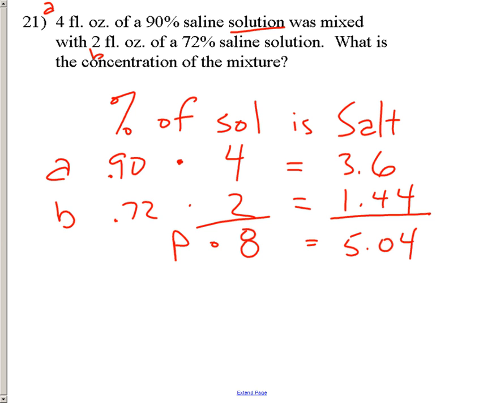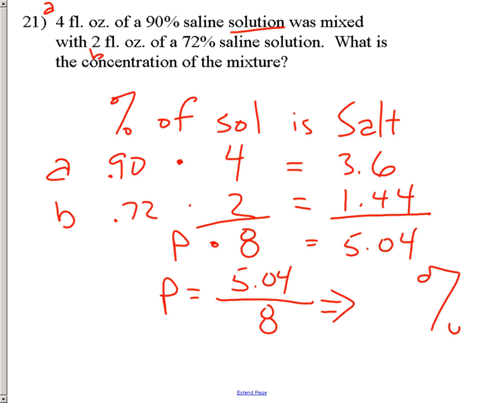What's our final percent? P. So we end up with P times 8 equals 5.04, or P equals 5.04 divided by 8. And of course, we have to change that into a percent, but I will leave that for you with the calculators.